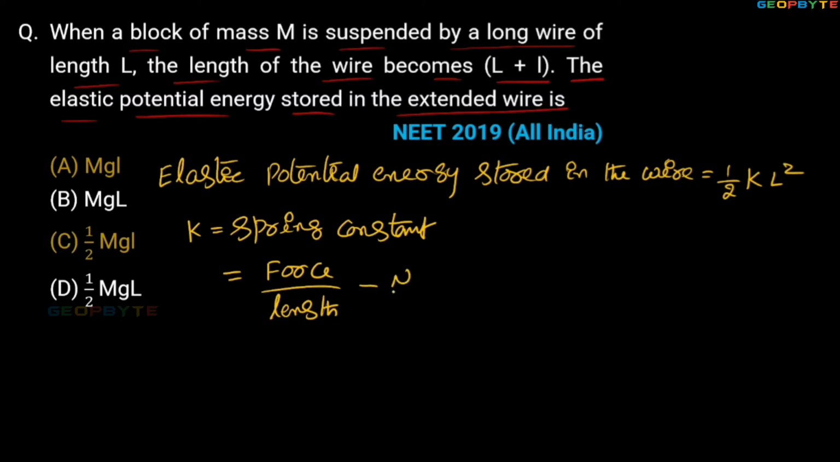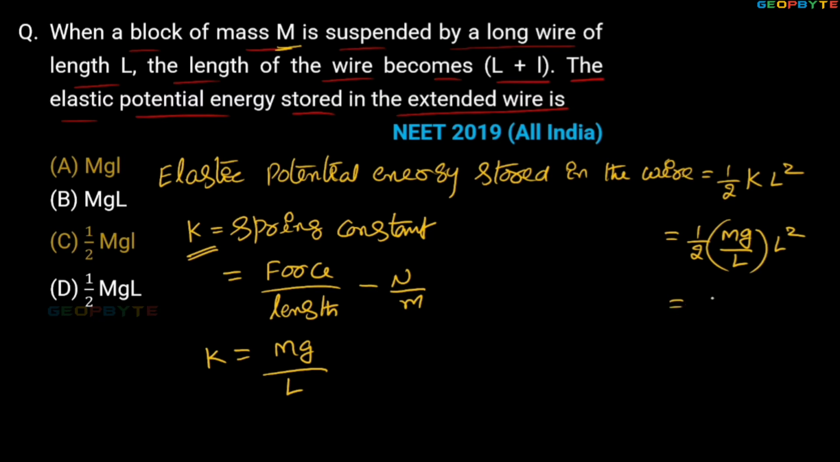Force is in Newton, length is in meter. That is nothing but deflection of the spring only. So anyhow, here the spring constant equals force per unit length. That is the deflection. The force is due to weight. That force equals mg divided by l. So in the place of k, I can write that value. Half into k equals mg by l into l square. It is mg l by 2. That is the elastic potential energy stored in the wire.